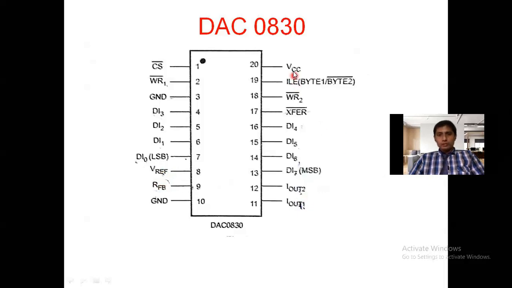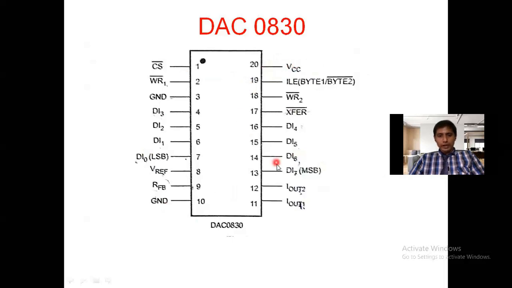Similarly, VCC is a power supply pin, and this DAC receives a DC power supply in the range of plus 5 volts to plus 15 volts. For optimal operation, we should give 15 volts DC supply to pin number 20. VCC is a power supply pin that receives voltage in the range of plus 5 to 15 volts. This is the pin description of DAC 0830.